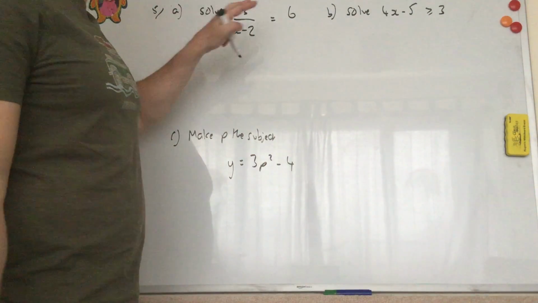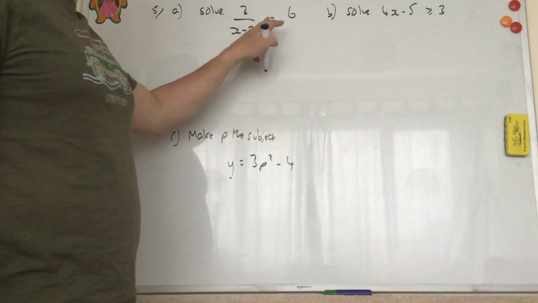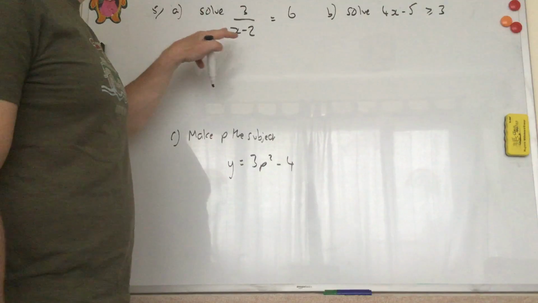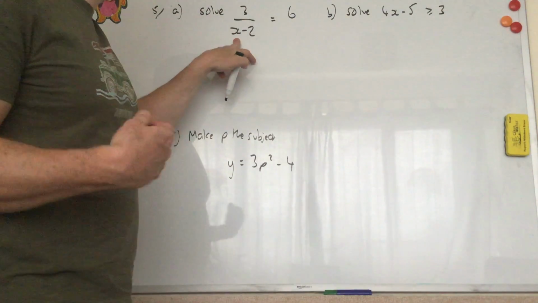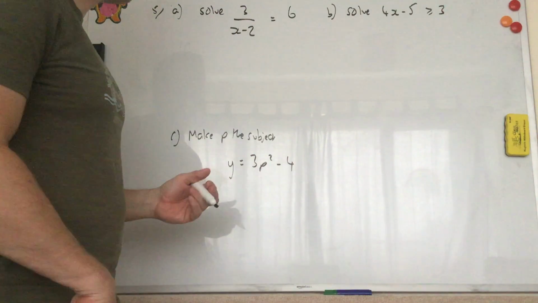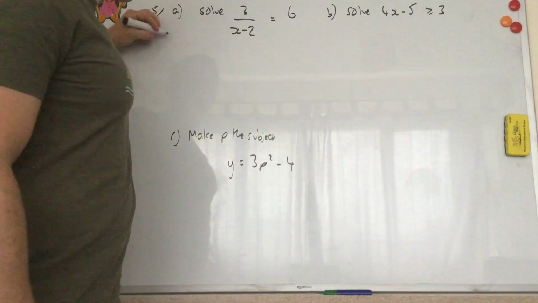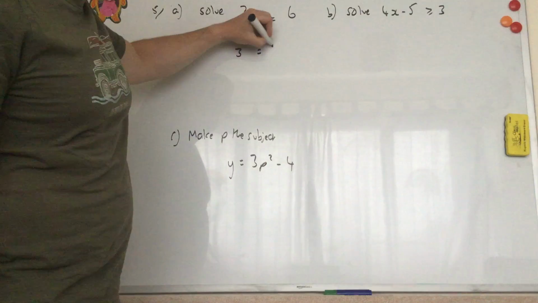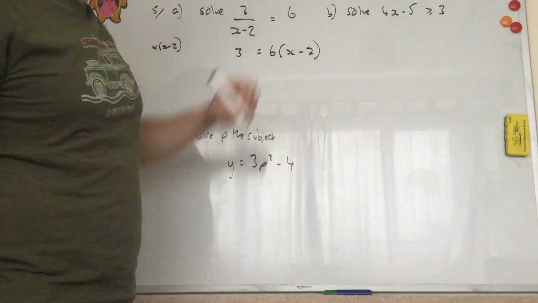Okay, so the first one, solve 3 over x minus 2 equals 6. First thing we need to do is get rid of this denominator, because we've got the x in the denominator, we don't want that. Fractions and equations are always a bit of a faff. So we multiply it by x minus 2, then we get 3 equals 6, x minus 2.